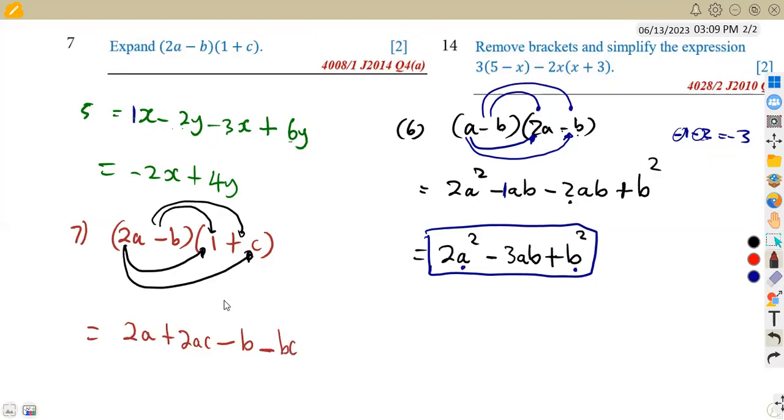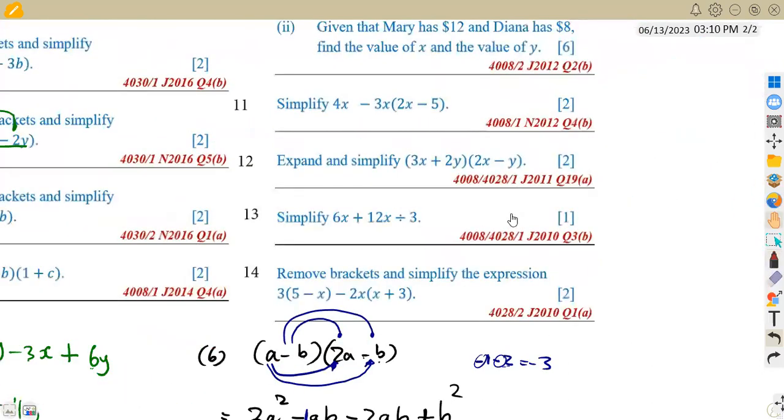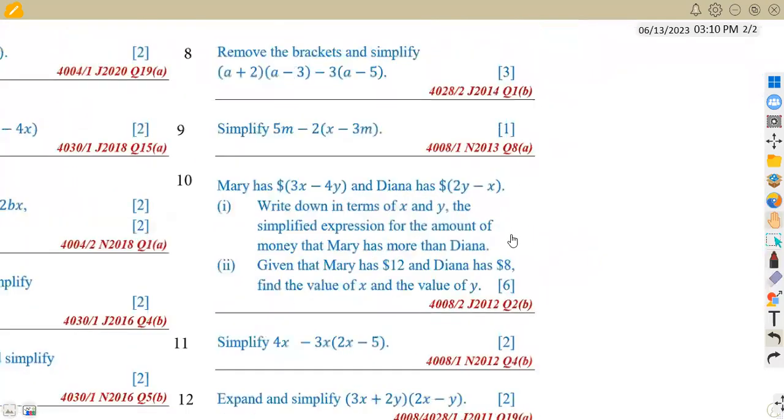So you have to check, do you have like terms here? We do not have. Here we just have a, here we just have b. This is ac, this is bc. So we are done. We do not have any like terms. So do not force yourself to simplify terms which cannot be simplified further, just because you know you're supposed to have like terms. It's not like you are supposed to have like terms always. No, sometimes you might not have a condition like that.